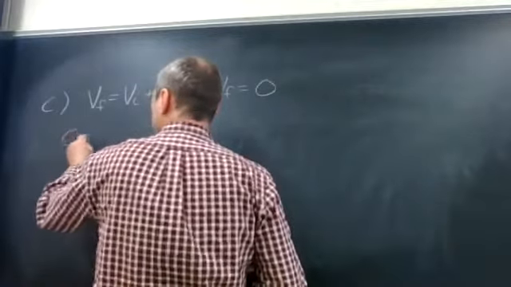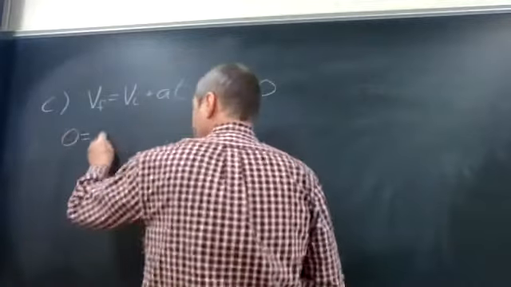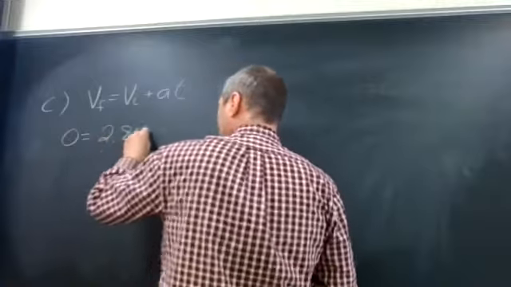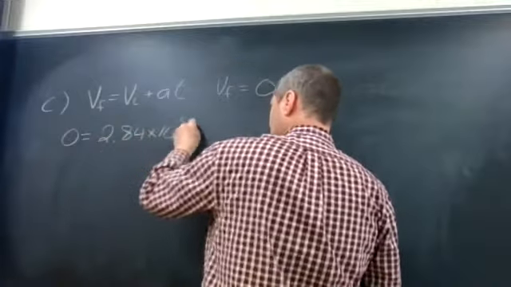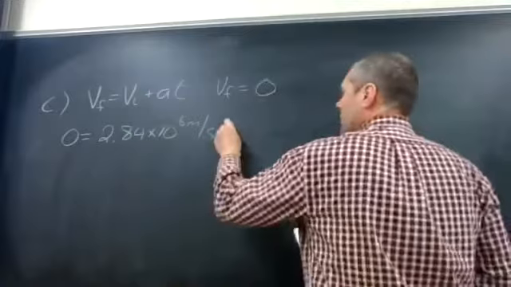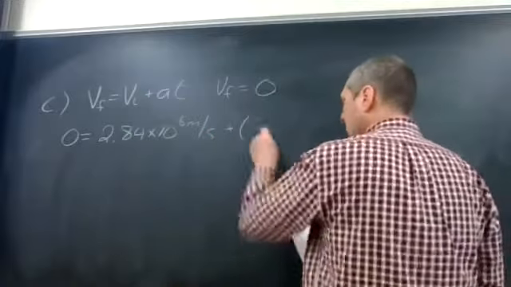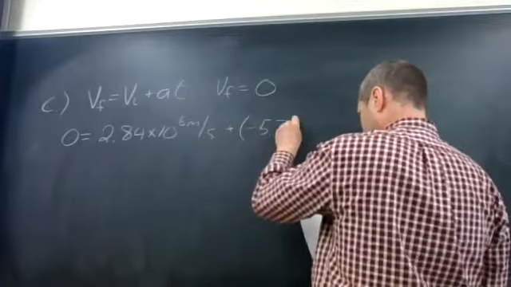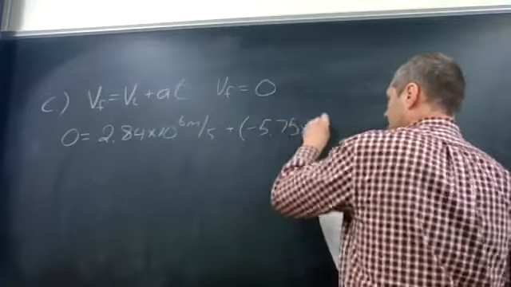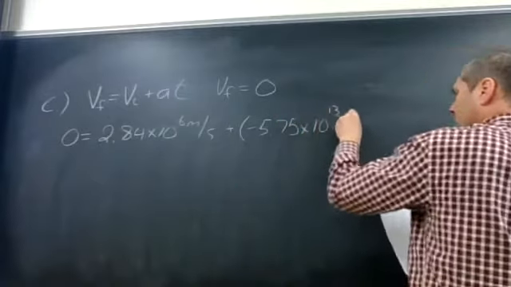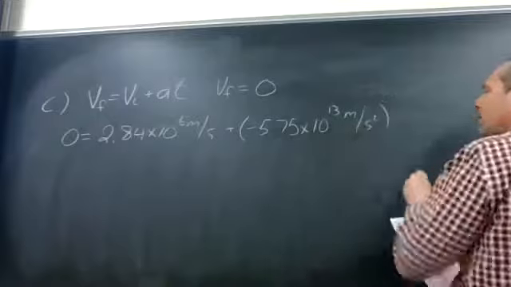So this is 0 is equal to the initial velocity. We just found that. That's 2.84 times 10 to the 6 meters per second, plus, we have a negative acceleration. This is 5.75 times 10 to the 13th meters per second squared.